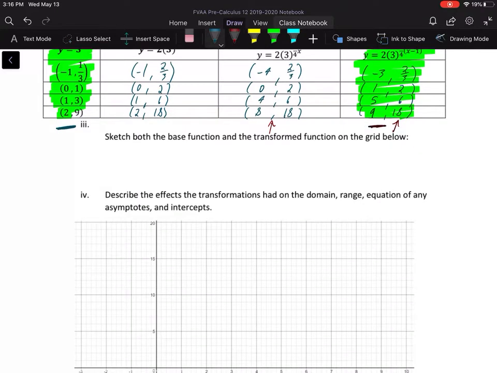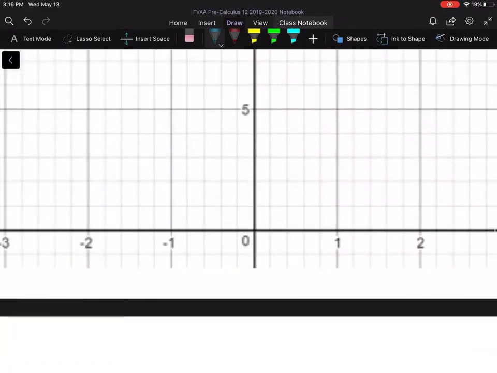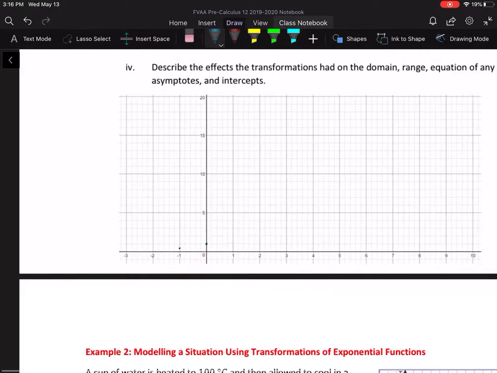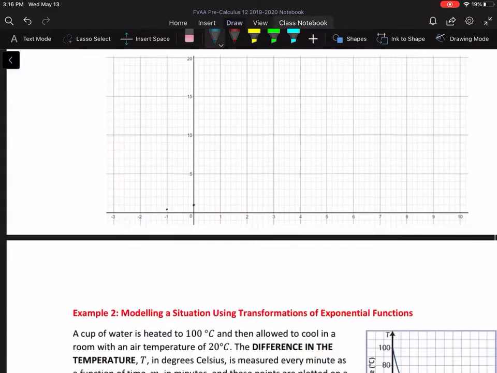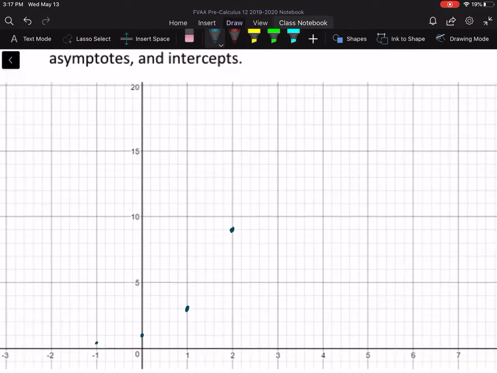For the green line, I have negative 1 and 1/3. So negative 1, and each of the vertical lines is 1, so it's going to be 1/3 of the way up. Then 0 and 1, which is typical of exponential growth. And then 1 and 3, and 2 and 9. I can even extrapolate from there.